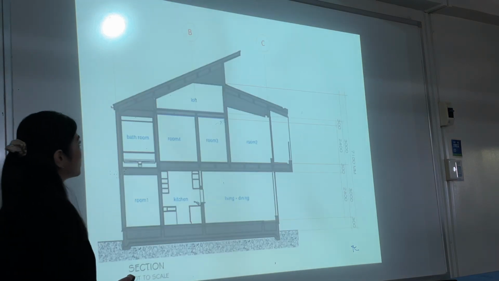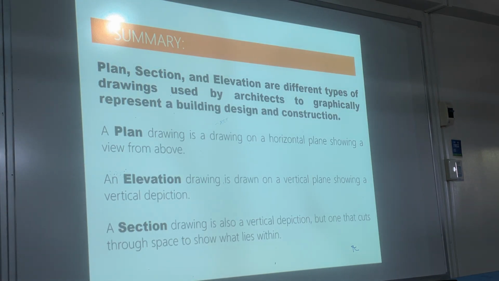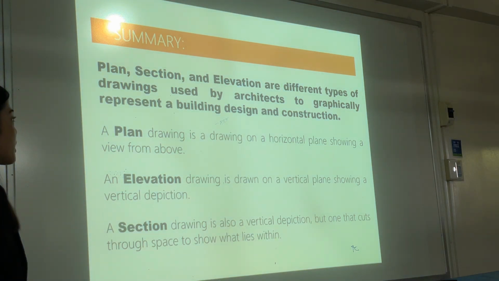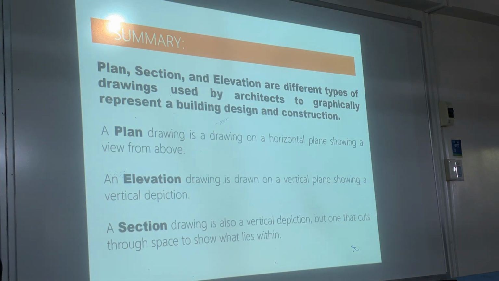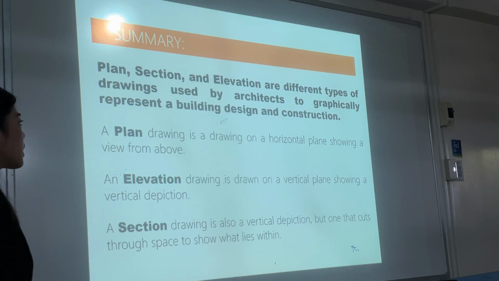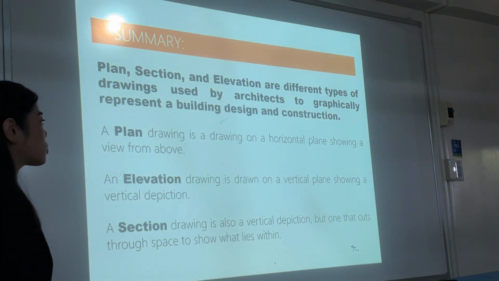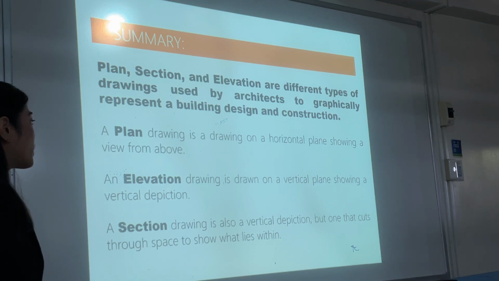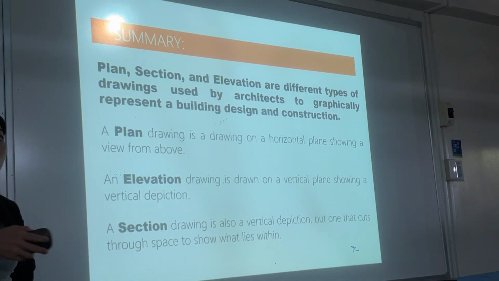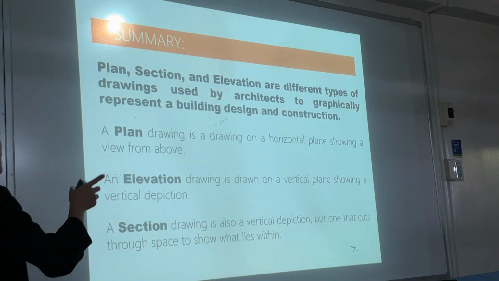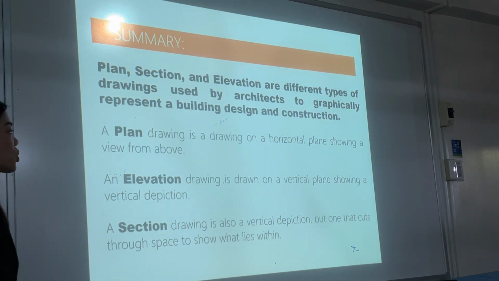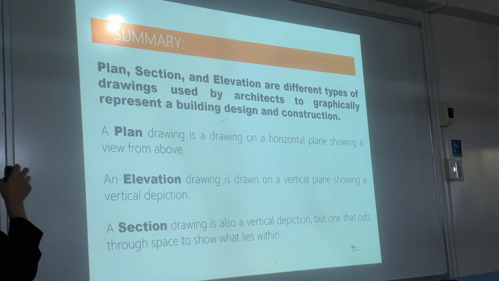In summary, plan, section, and elevation are different types of drawings used by architects to graphically represent a building design and construction. A plan drawing is a drawing on a horizontal plane showing a view from above, so that is the top view. An elevation drawing is drawn in a vertical plane showing a vertical depiction, again your view from the outside of the house. But a section drawing is also a vertical depiction, one that cuts through a space to show what lies behind.